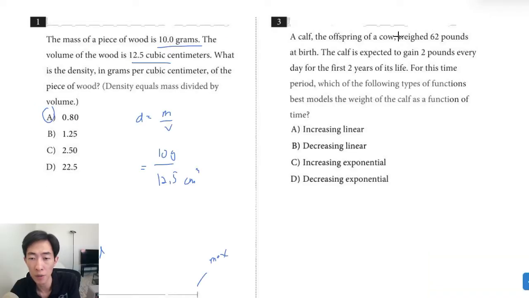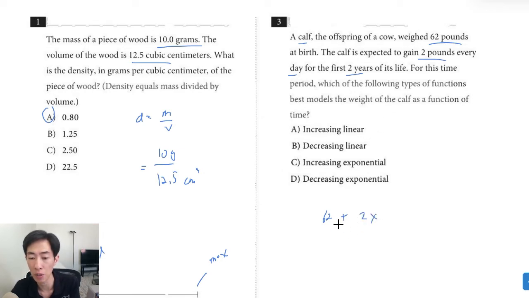Question 3, a calf, the offspring of a cow, that's funny, they're actually defining what a calf is for you, weighed 62 pounds at birth. The calf is expected to gain 2 pounds every day for the first 2 years of its life. For this time period, which of the following types of functions best models the weight? So this is something the SAT expects you to know just off the bat by reading it. So in other words, if they start at 62 pounds and then they're going to gain 2 pounds every day, that's 2 pounds per day.